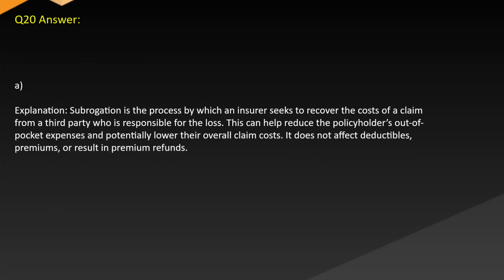Answer: A. Explanation. Subrogation is the process by which an insurer seeks to recover the costs of a claim from a third party who is responsible for the loss. This can help reduce the policyholder's out-of-pocket expenses and potentially lower their overall claim costs. It does not affect deductibles, premiums, or result in premium refunds.